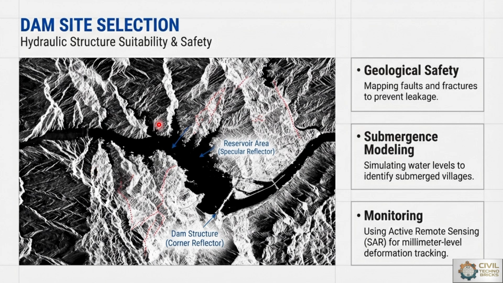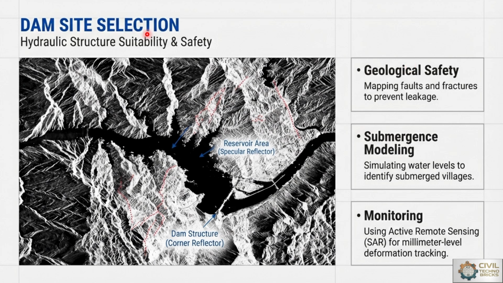Then we have to cross check the catchment behavior, land cover conditions, and land use mapping also. Here, for site selection of hydraulic structures, we have to check the suitability and safety, which is more useful for floodplain mapping, irrigation planning, and groundwater recharge studies also. Here, geological safety, submergence modeling, and monitoring are the three basic and most important parameters.